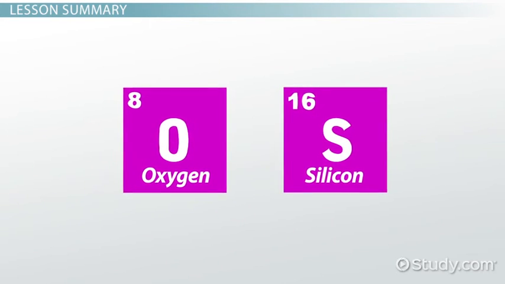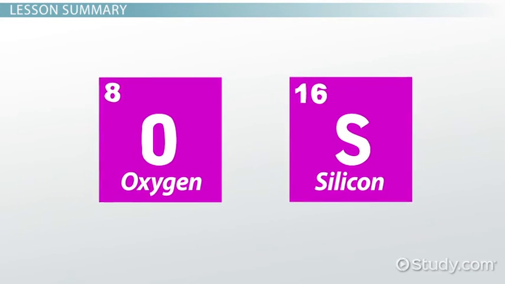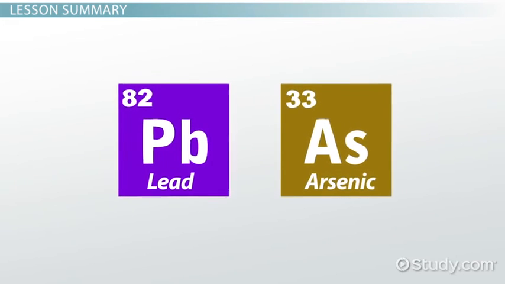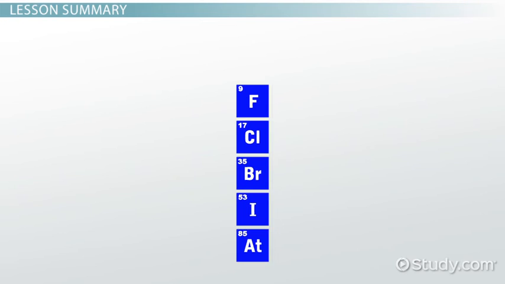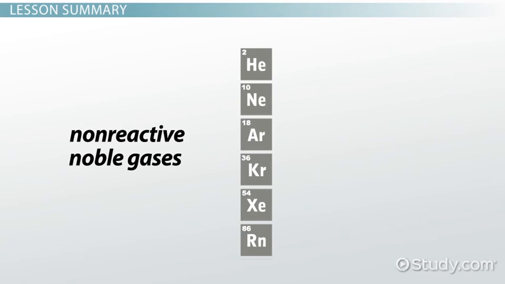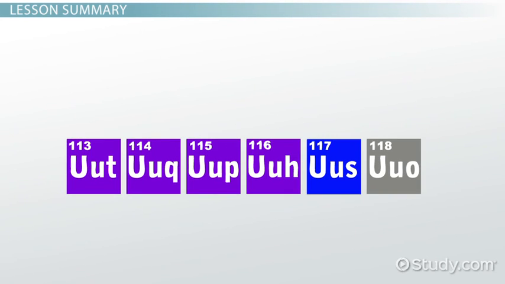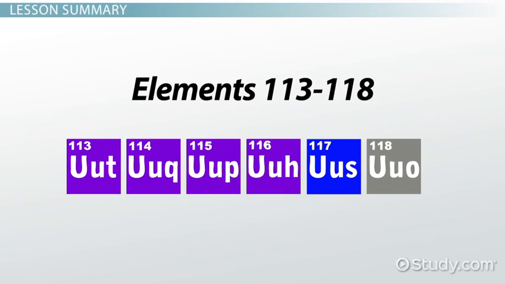Some of these elements are extremely abundant: oxygen, silicon. Some are toxic: lead, arsenic. And some are very useful: tin, aluminum. It is also home to the very reactive halogens, column 7A, and non-reactive noble gases, column 8A, and some of the most recently discovered elements, elements 113 to 118.